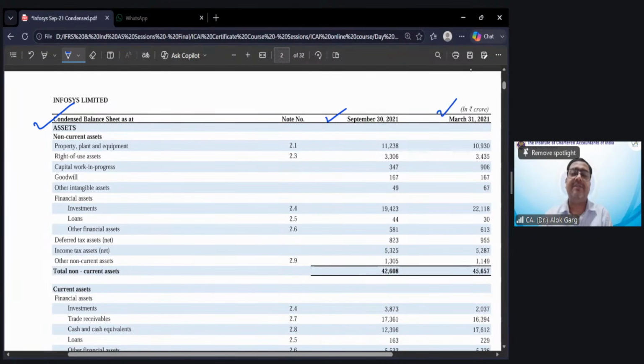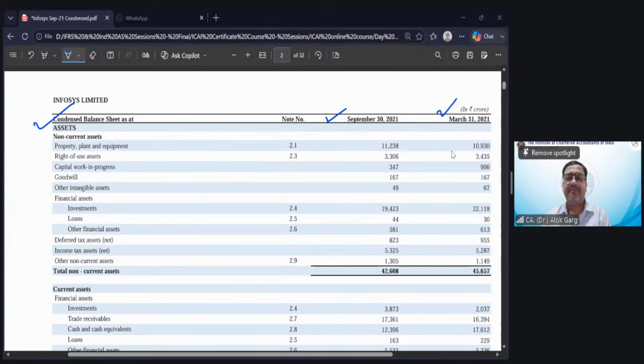My dear friends, why is the corresponding period not September 30, 2020? Why is it March 31st, 2021 for the balance sheet? Balance sheet is always as on date, right?